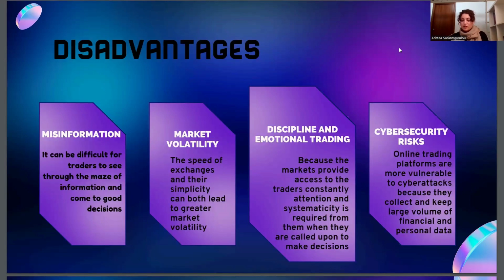Although it has many pros, it also has many cons and risks that can harm both beginners and professional traders. Let's take a look at those disadvantages. The first one is misinformation. It can be difficult for traders to see through the maze of information and come to good decisions. The second one is market volatility. The speed of exchanges and their simplicity can both lead to greater market volatility.